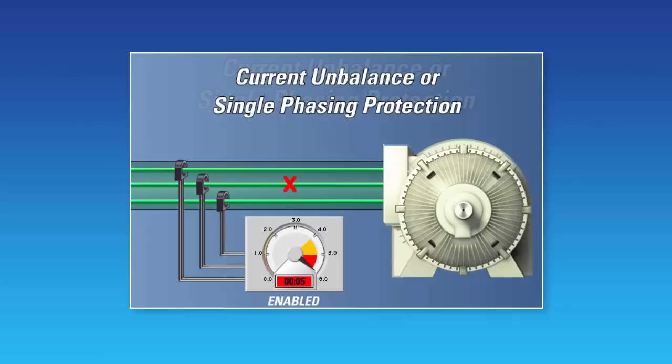If the unbalance level exceeds 40%, or when the average motor current is greater than 25% of the motor's full load current rating and current in any one phase has no current flow, the motor is considered single phasing and a trip occurs within 2 seconds. Single phasing protection is disabled if the unbalance feature is turned off.